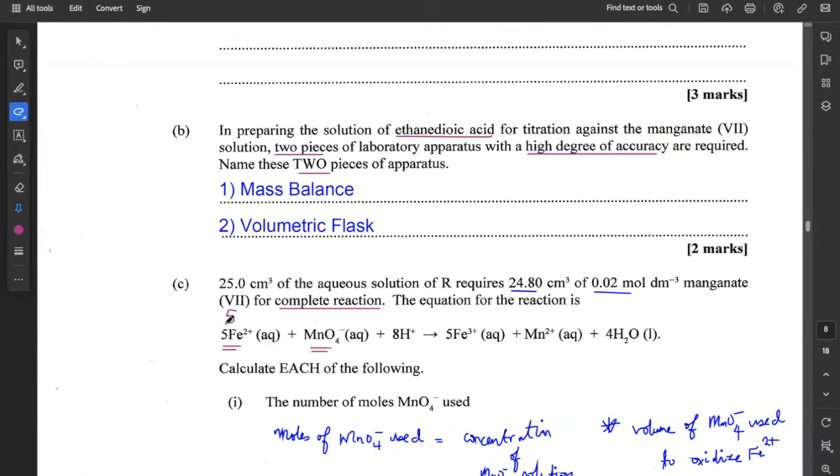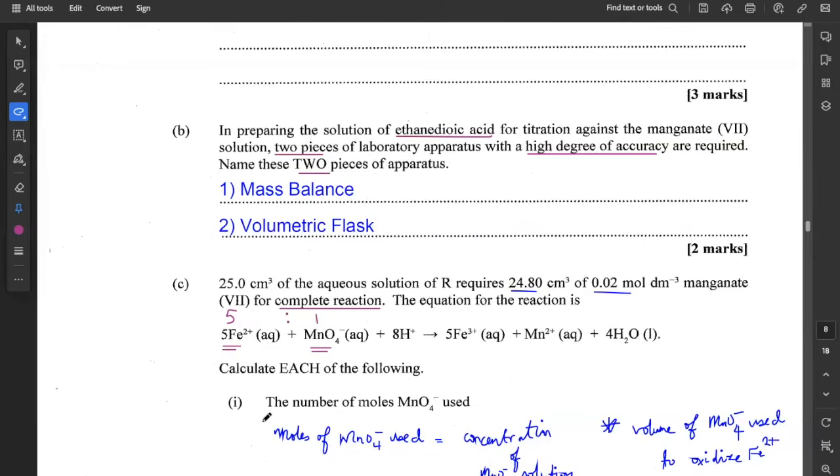It's a 5:1 molar ratio that the Fe2+ reacts with the manganese 7. So that's the very first step I would say to do. Even before we jump into any calculations, let's look at the species that are reacting and the molar ratios that they're in, and that's a 5:1. We get that from the balanced equation, okay?